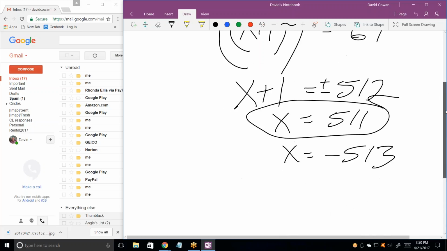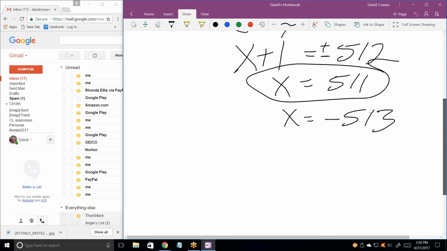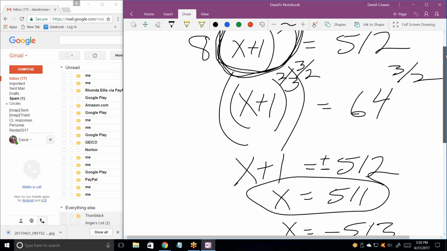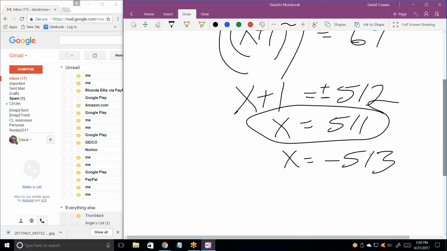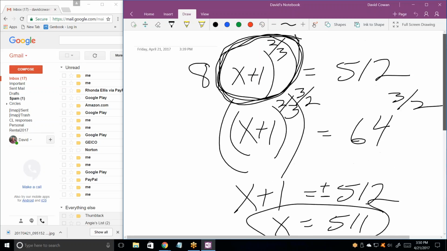Because it should have told us -2 for the cube root of -8. I mean, everybody admits that that's -2. All right, so this is fine. I'll go with both of those answers, 511 and -513. What else you got?